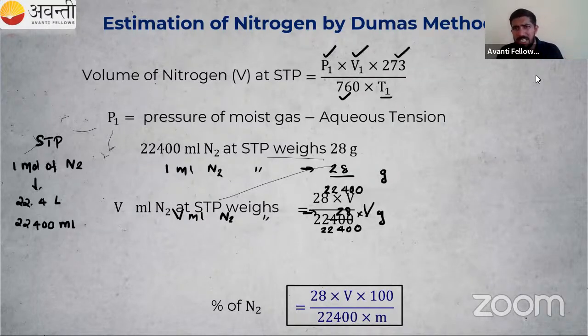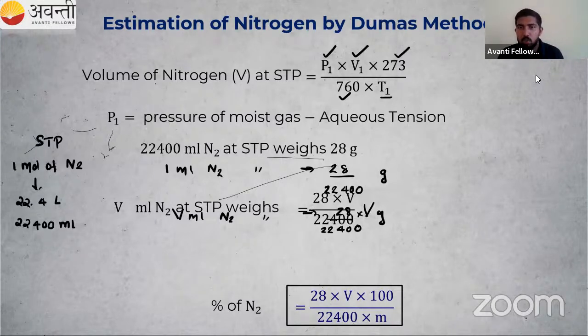So the first one was easy. This one is somewhat difficult, right? I have explained that. You have to read it once more, then it will be perfect for you. Is that okay for your estimation of nitrogen by the Dumas method? In the examination, you have to remember the final equation only. No need to derive all these things.